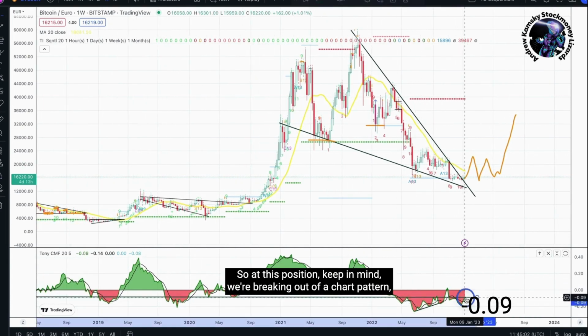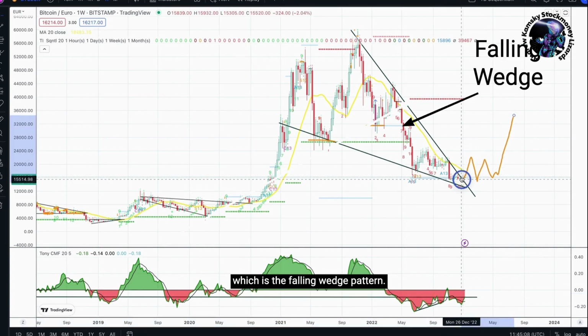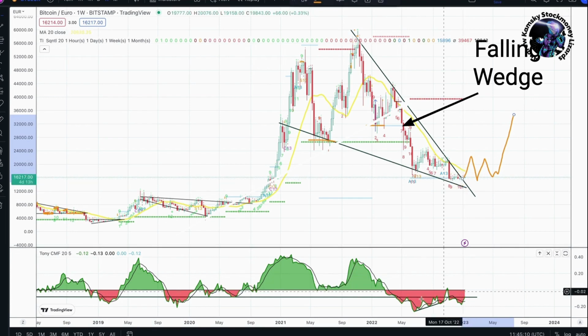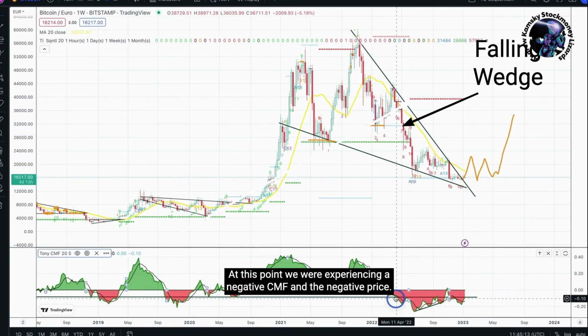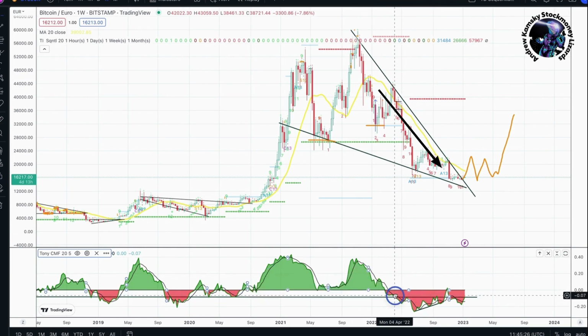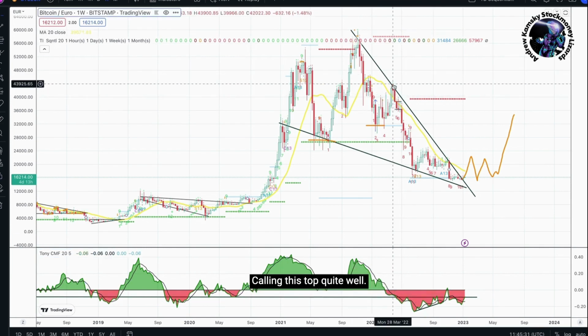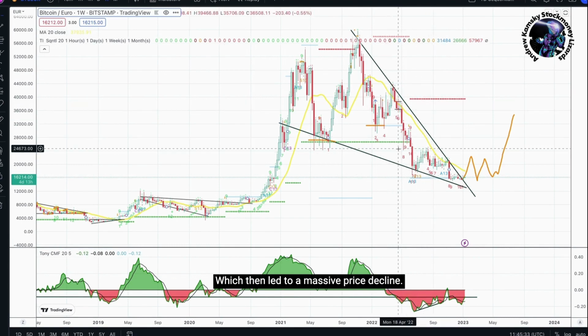So at this position, keep in mind, we're breaking out of a chart pattern, which is the falling wedge pattern. At this point, we were experiencing a negative CMF and a negative price. So logically it makes sense that the price keeps on falling, and that's exactly what happened, calling this top quite well, which then led to a massive price decline.